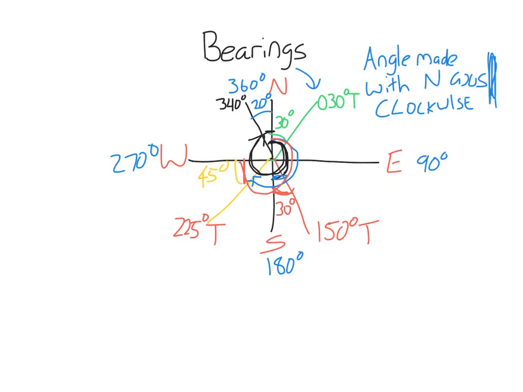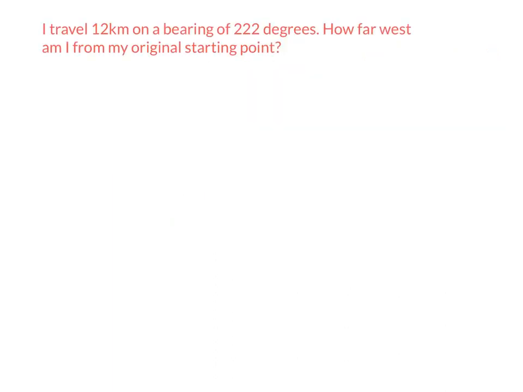So now that we know what bearings are, let's do a couple of questions involving them. So this is the kind of question we might do. I travel 12 kilometers on a bearing of 222 degrees. How far west am I from my original starting point? As I said earlier in this video, if you're not given a diagram, draw one. So pick your starting point, and it's always helpful to draw a little set of axes here, like a compass bearing there. So 222 degrees.